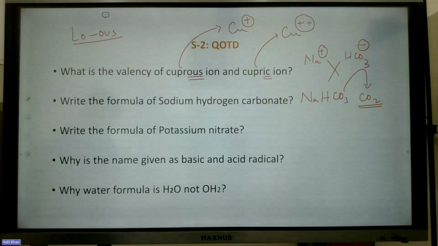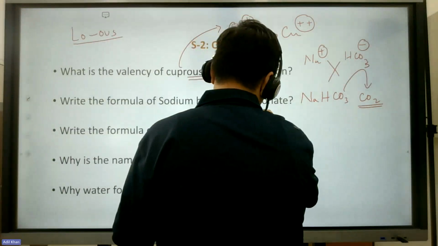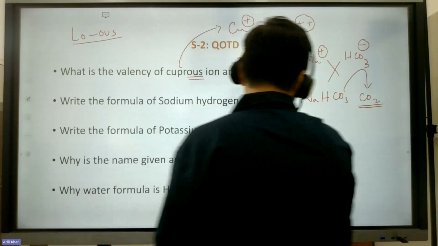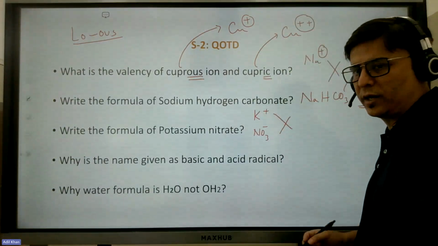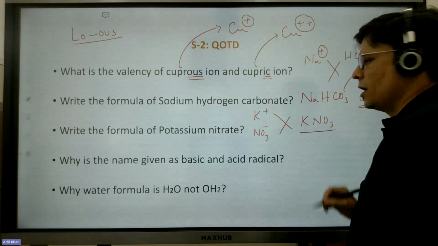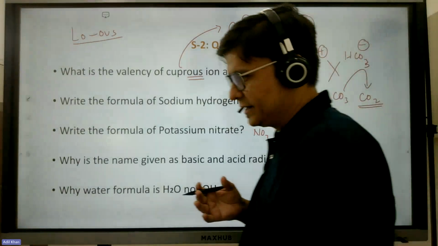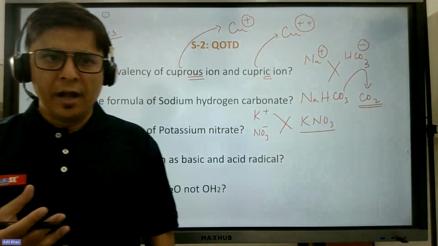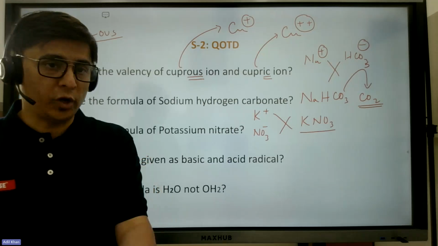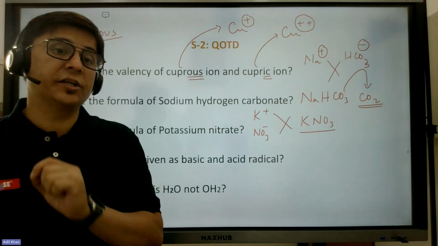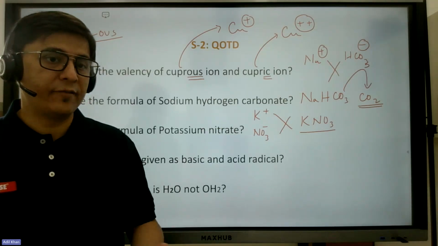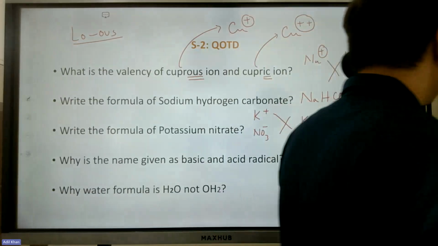Third, write the formula of potassium nitrate. Here again, the concept applies the same. Potassium is K plus ion and nitrate is NO3 minus ion. So when you do crisscross, the magnitude remains the same, +1 and -1. So what you get is potassium nitrate as KNO3. A couple of additional points about KNO3: it is an important fertilizer used by farmers. Why? Because it helps in increasing the efficiency of soil by increasing the retention capacity of water. So it helps the soil retain water. That's why the efficiency of soil increases, KNO3.